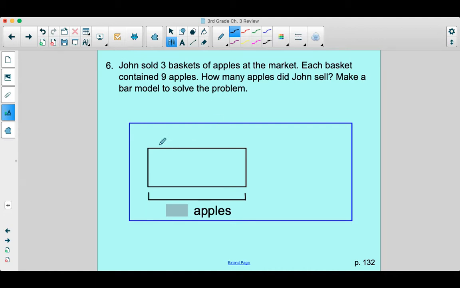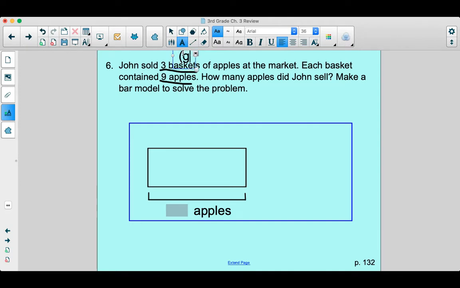So when I'm going down here, I'm actually thinking about what it said up here. So John sold 3 baskets of apples at the market. Each basket contained 9 apples. So now I'm going to split my bar model into the number of baskets. That's going to show me my groups. So the number of baskets is also my number of groups. I just like to make notes sometimes so I can remember what I'm doing here. So those are my groups.